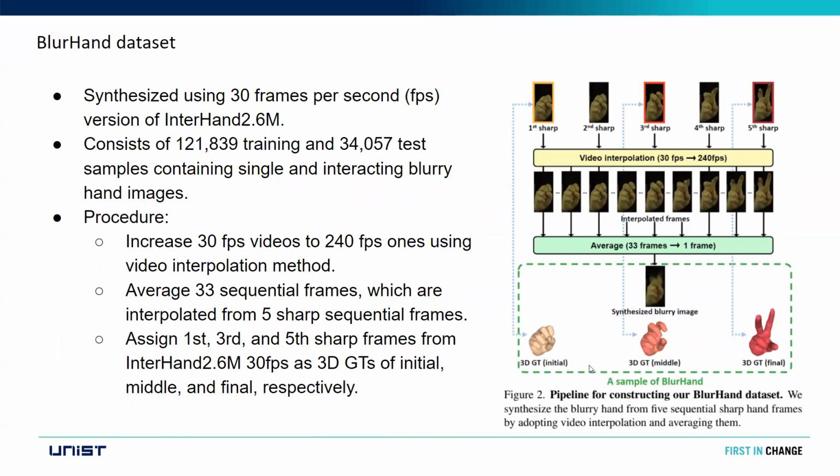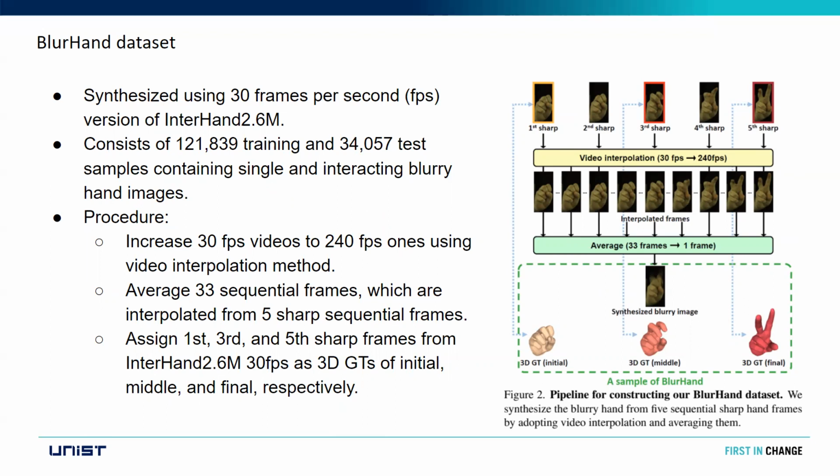So is it done in a different way? No, for each blurry hand image, we have three ground truths. Why? They say they do it so that they can use the temporal information. They want to predict the starting and the ending as well, so that they can exploit the temporal information, as they say.